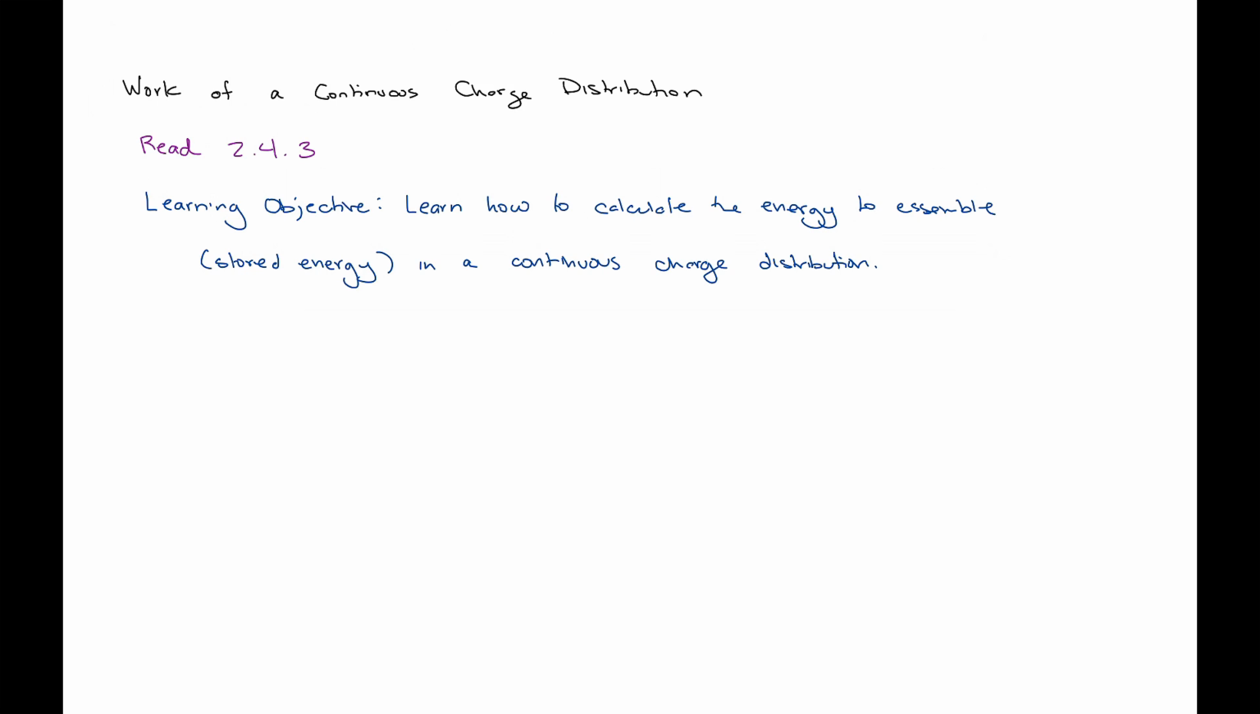Okay guys, we already did a lecture on the work of a point charge distribution. Now we're going to think about the work of a continuous charge distribution, where the learning outcome is to calculate the energy to assemble, not just bring point charges together, but actually assemble some kind of continuous sheet of charge, a sphere of charge, something like that.